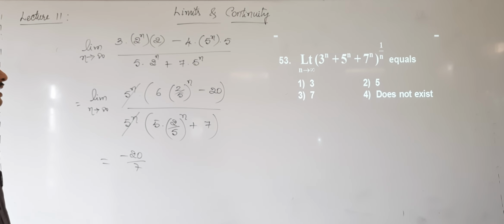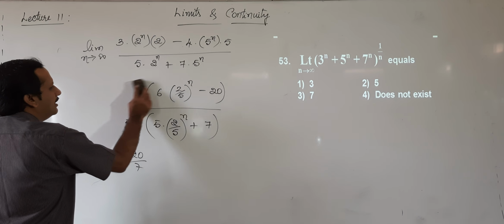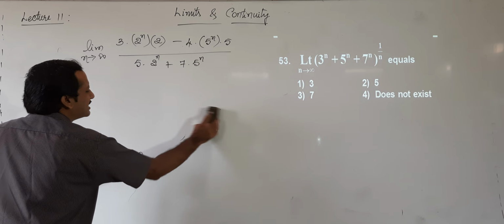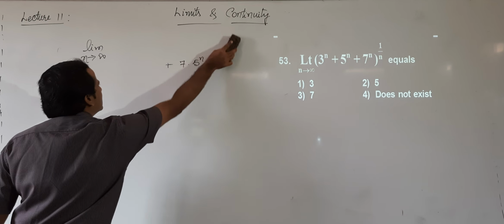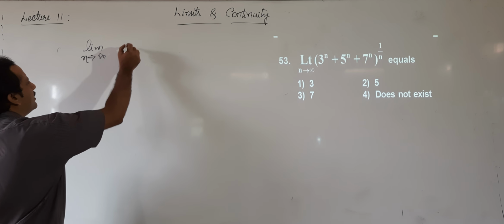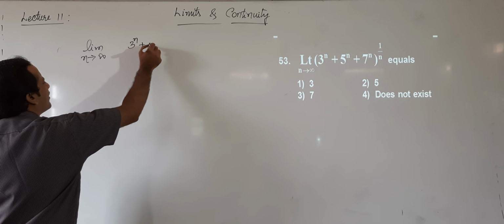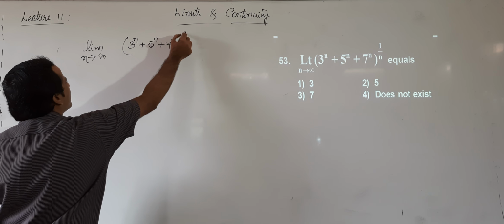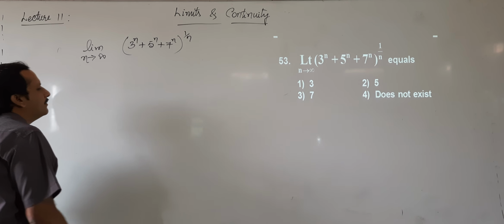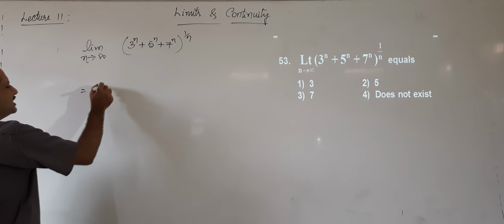53rd question. Limit n tends to infinity 3 power n plus 5 power n plus 7 power n whole power 1 by n is equal to. We have 3 power n plus 5 power n plus 7 power n whole power 1 by n. Okay. Then this is equal to.